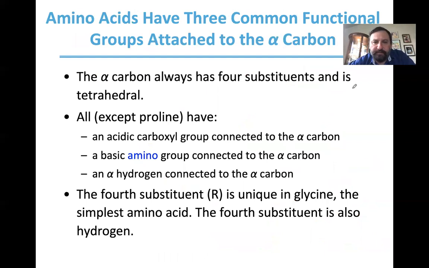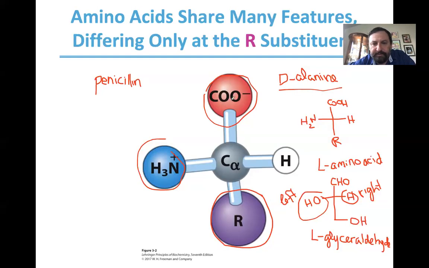So the alpha carbon will always have four substituents and is tetrahedral. All amino acids will have a carboxylic group, an amino group, and a hydrogen, and some kind of group R, and this group R will tell which of the 20 amino acids it is.